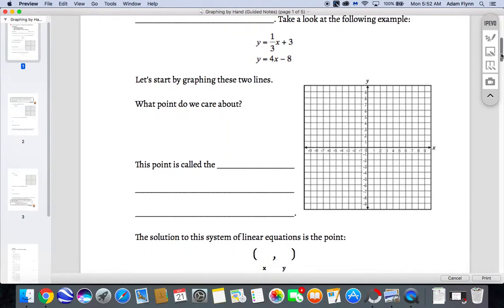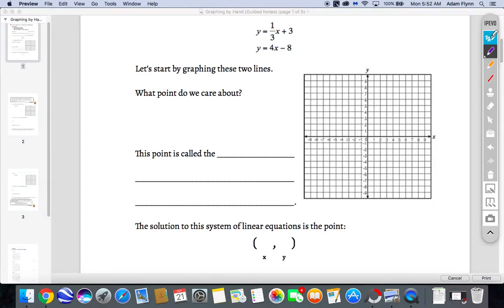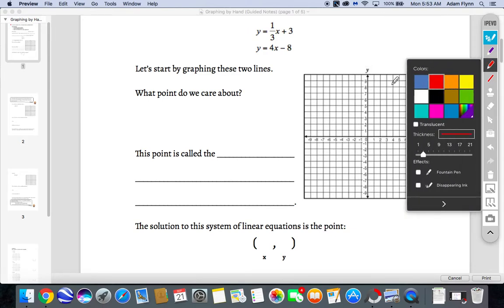So let's take a look at this example problem. So I've got two lines here. I've got y equals 1 over 3x plus 3 and y equals 4x minus 8. Well, these are in the form y equals mx plus b, so these are in slope-intercept form. And we like slope-intercept form because we don't need to manipulate these equations in any way. We don't need to do any algebra in order to graph them. They're already set up in a way that we can look at the information that's provided and immediately start graphing them.